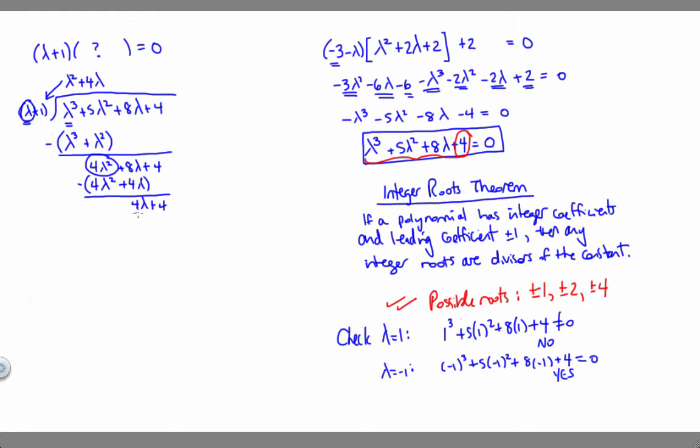4 lambda now divided by lambda gives us 4. We'll multiply that 4 by our divisor, which gives us 4 lambda plus 4, and we'll subtract that off. So we're seeing that we do get a remainder of 0 here, and we could have predicted that at the beginning. We knew that lambda plus 1 was going to be a factor of our polynomial. So the fact that the remainder is 0 really is just a partial check on our algebra, making sure that everything looks okay here.